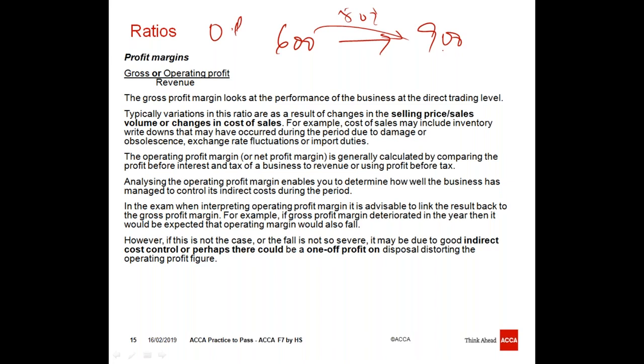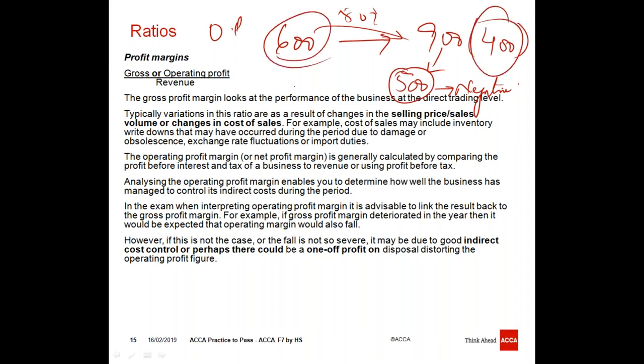But the question says that there is a gain on the disposal of 500 included in this profit. So when we remove this gain, which is actually a one-off gain, our performance is actually 400. And the negative impact of this disposal, because the company has sold its non-current assets, will always be considered a negative point for the business, that the company has sold its major non-current assets. So it will impact the future production, it will impact the future profits. So now you are required to compare these two figures rather than 600 and 900.